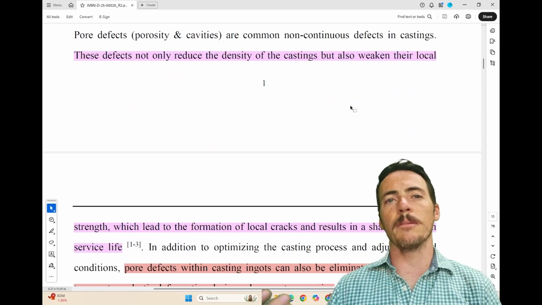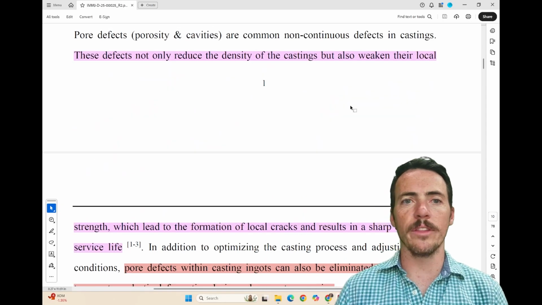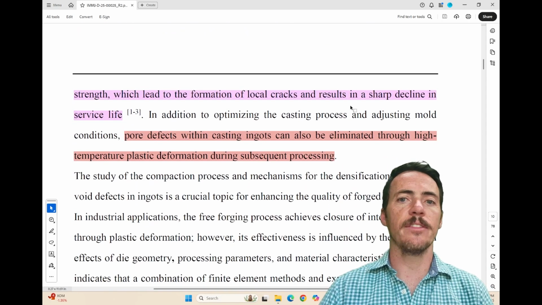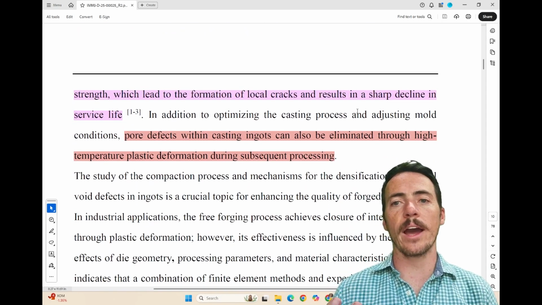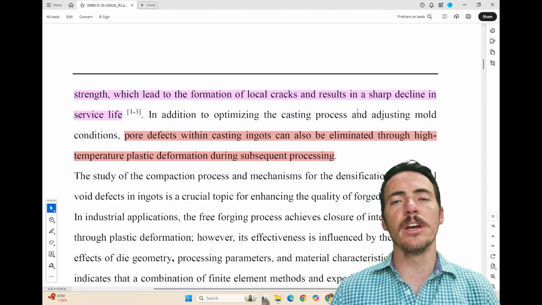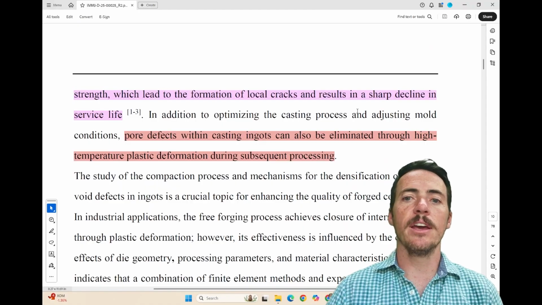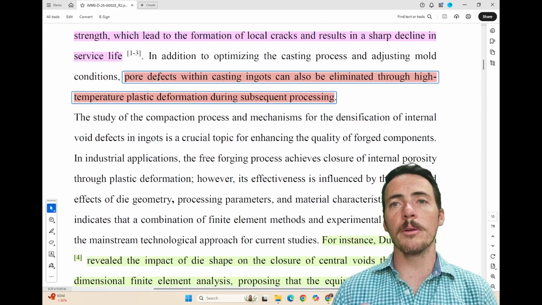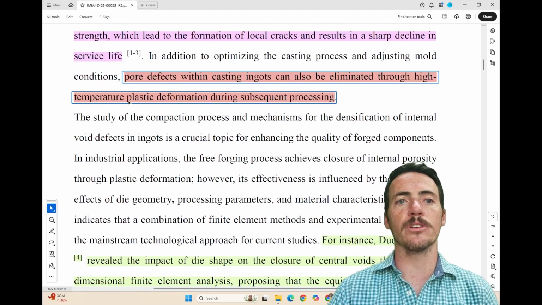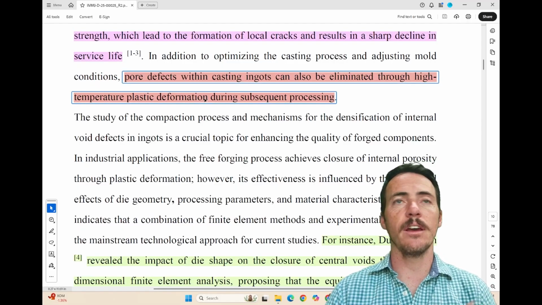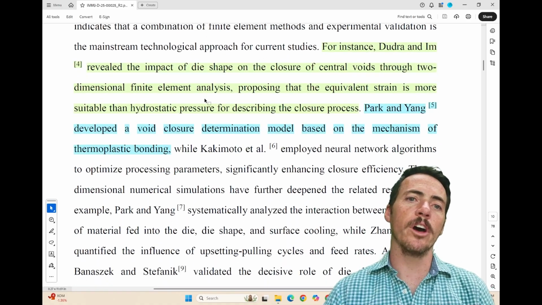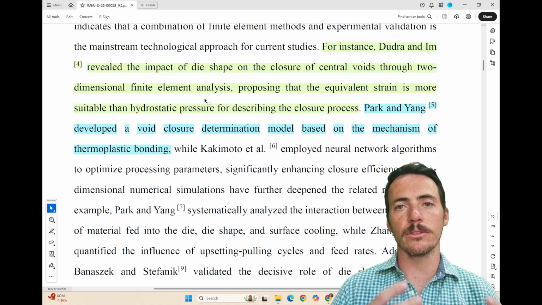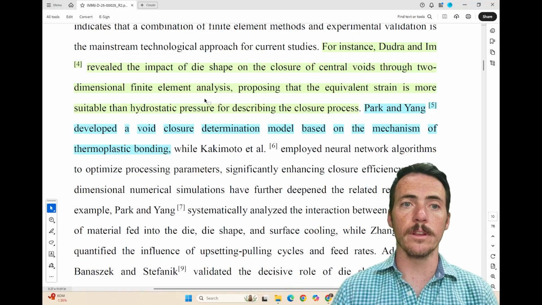So the authors talk about these defects. It's well known that these not only reduce the density of the casting, but they turn into weak spots. They can be the point whereby local cracks or other problems can reduce the service life of your component. And so it would be great to get rid of these pore defects. One of the most common ways to do that is through high temperature plastic deformation after casting. And there's been a lot of work on understanding how deformation modifies the microstructure, getting rid of these pores, closing them, for example.